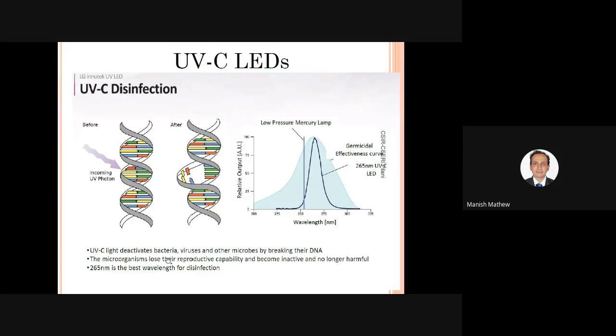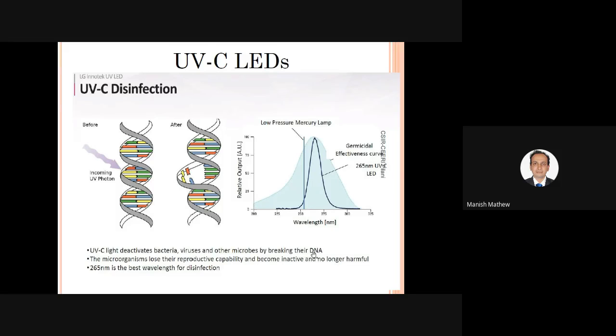Now, how does it work? If you look here, this is RNA, and when the light is incident on this, it breaks the RNA and deactivates the further growth of any viruses. So UVC light deactivates bacteria, viruses, and other microbes by breaking their DNA.